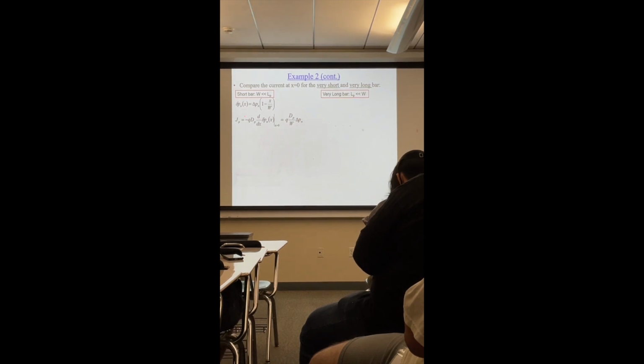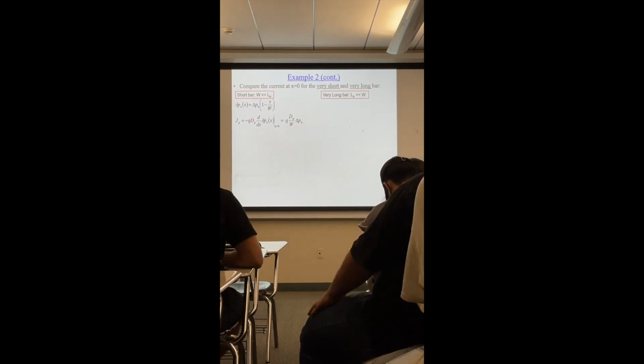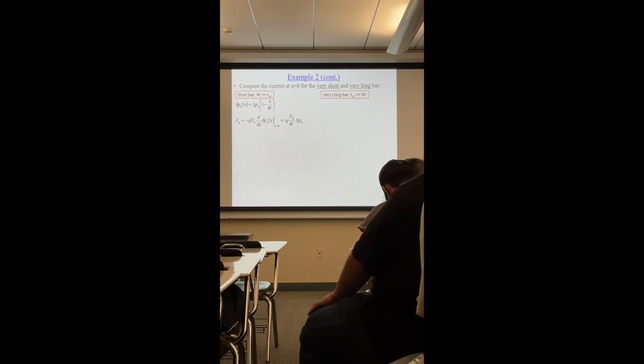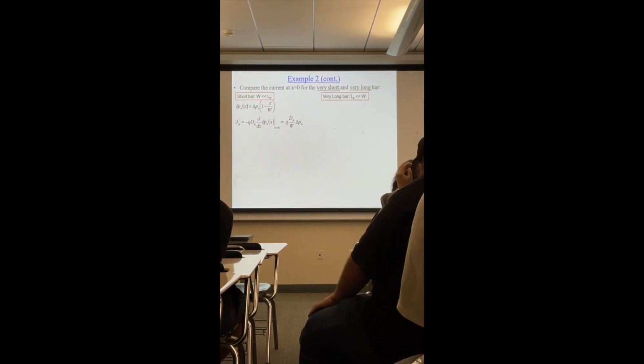For the short bar, we already got this solution for delta P, and this would be the current. Then take the derivative. This d delta p sub n over dx will be delta pn times negative 1 over W, and then we'll get this expression. And when x equals 0, the current is given by this term.